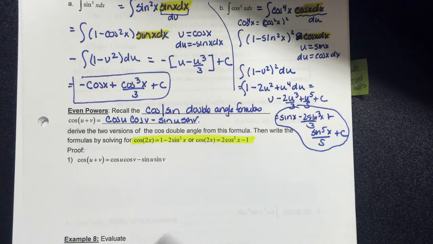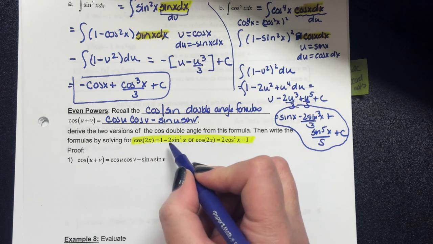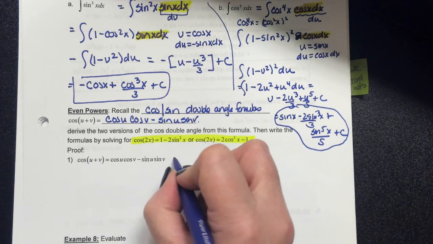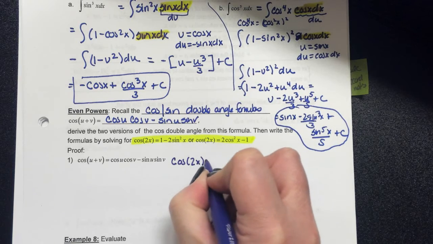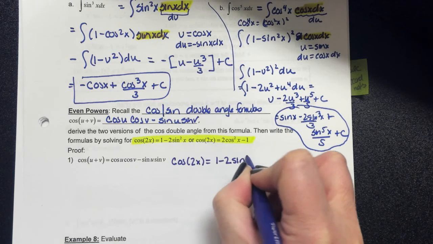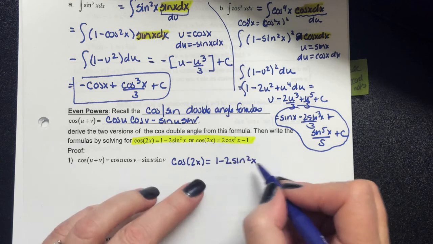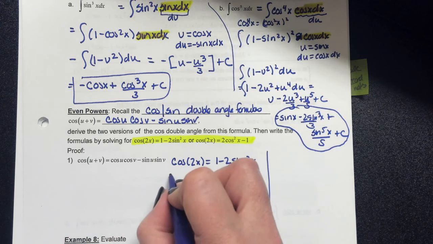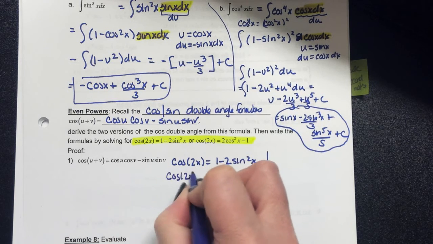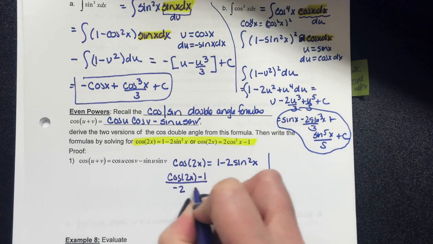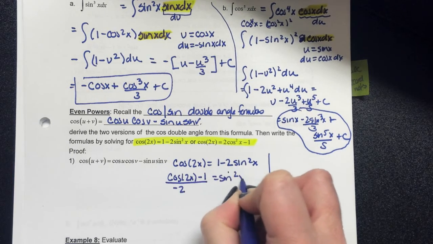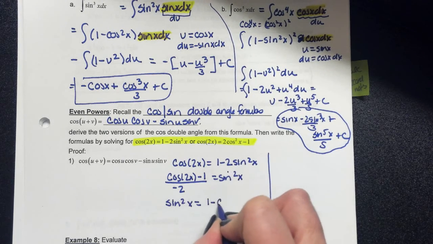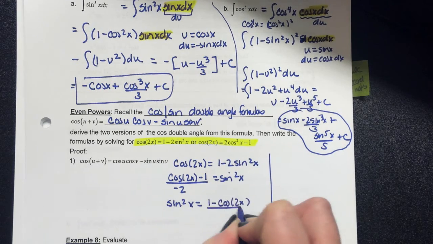The two that we're going to concern ourselves with is cosine of 2x is equal to 1 minus 2 sine squared x, or cosine 2x is 2 cosine squared x minus 1. So if you take a look at the cosine of 2x being equal to 1 minus 2 sine squared x, I'm going to take this double angle formula and solve for sine squared x. So I'm going to subtract 1 and divide by negative 2. So cosine of 2x minus 1 over negative 2 is equal to sine squared x, or sine squared x is equal to 1 minus cosine of 2x all over 2.